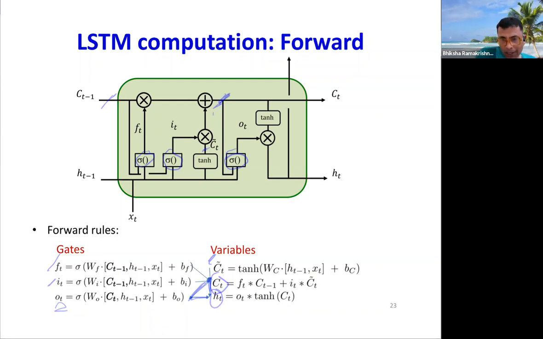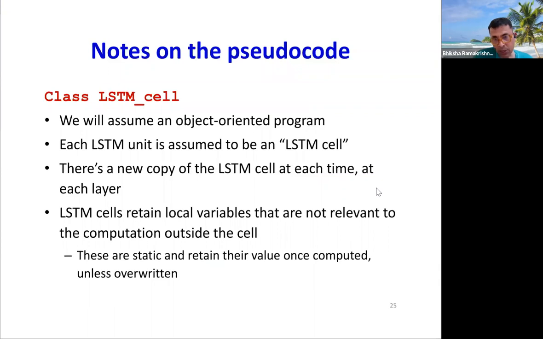So this is the general sequence of operations. Now, if I were to write this in pseudocode, here's what it would look like. I'm thinking of it in terms of cells, so I'm going to write it in an object-oriented way. We'll write the code for a single cell.